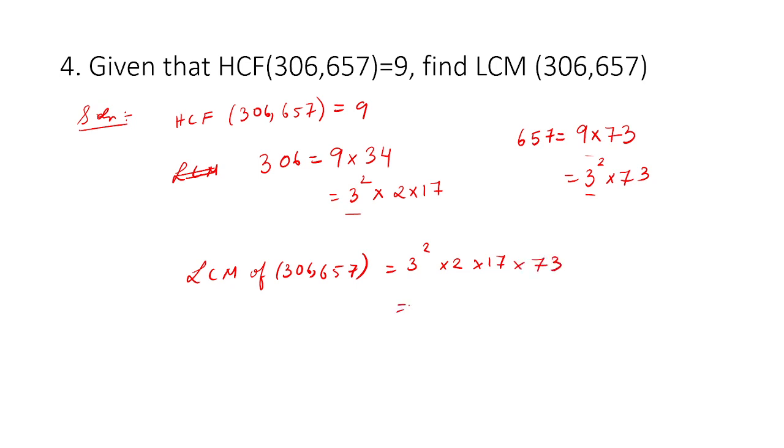All right, so this would be 9 into 2 would give me 18, 18 into 17. So finally you'll be getting this as 22,338. So 17 into 2 into 9 into 73 is 22,338.